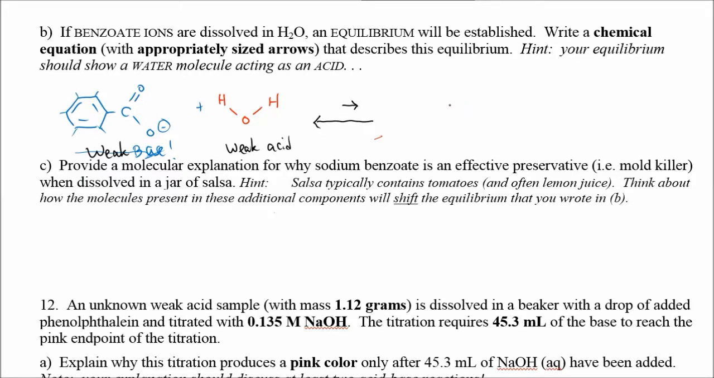Structures on the right will be the benzoate has now gained a proton, so it has become benzoic acid. The water has lost a proton. It has become OH minus. You should see this is a strong base here. And that's why this arrow is big going back to the left, because the strong base is going to actively pursue the hydrogen ion and regain it to form the much more stable water molecule.